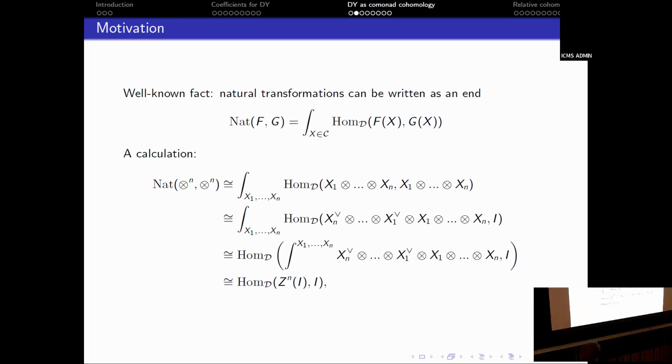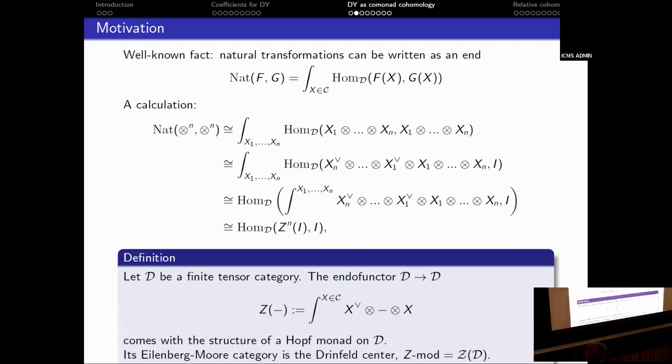Now, you see, this guy here is a good old friend, because if we are working on a tensor category, and here I find a tensor category in my case, we can set down endofunctors, which are given by this co-end, and we are sandwiching the argument between x dual and x. And this is a very interesting endofunctor. It is more than an endofunctor. It is a monad. It's more than a monad. It is a Hopf monad. So think about this as a replacement of a Hopf algebra in D. So it has a lot of structure.